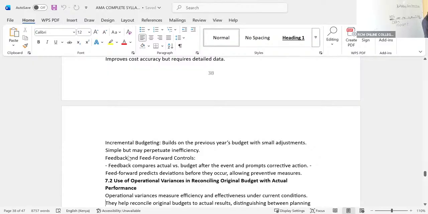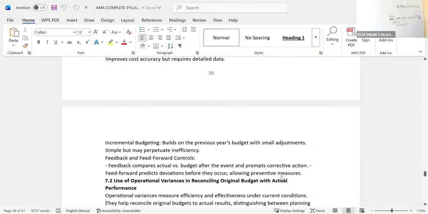We have feedback and feed forward controls. Feedback compares actual versus budget after the event and prompts corrective action. That's feedback. So you wait until the actual is over and then you make the comparison. You look back and say, these are the variances, and in the future we expect to minimize the adverse ones. Then we have the feed forward. Feed forward is able to predict the deviation. Now here you look at the deviations in advance. So feed forward predicts deviations before they occur, allowing preventive measures.